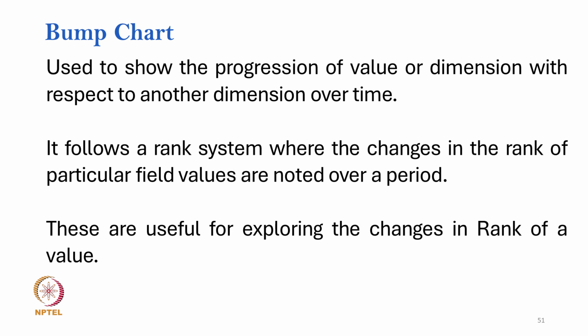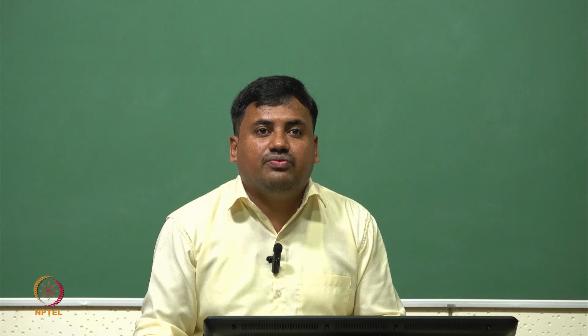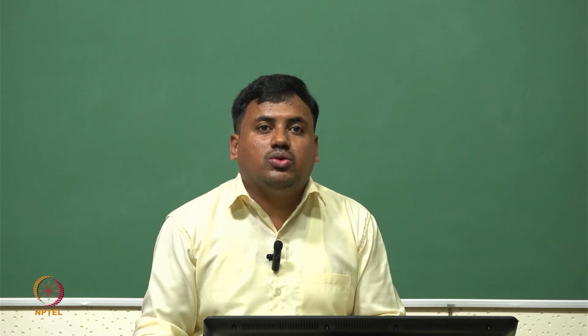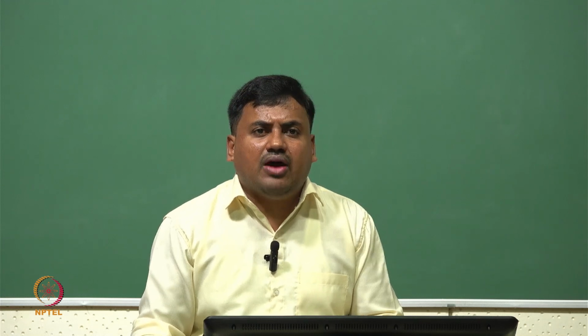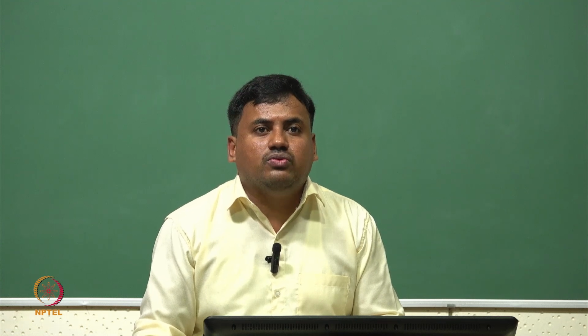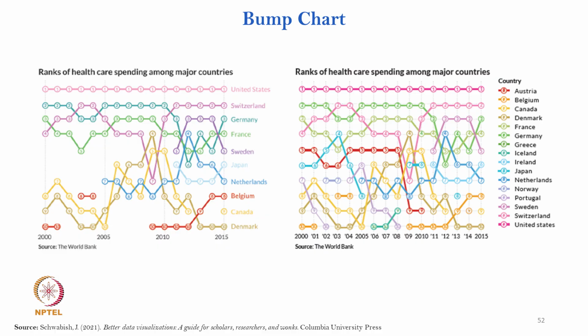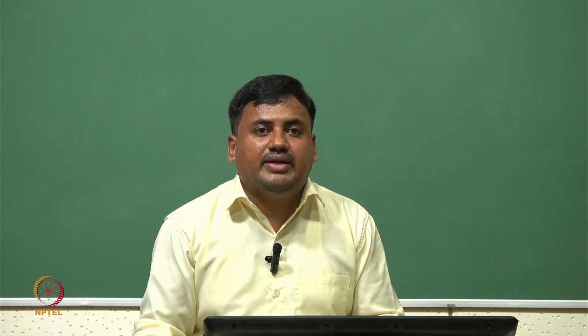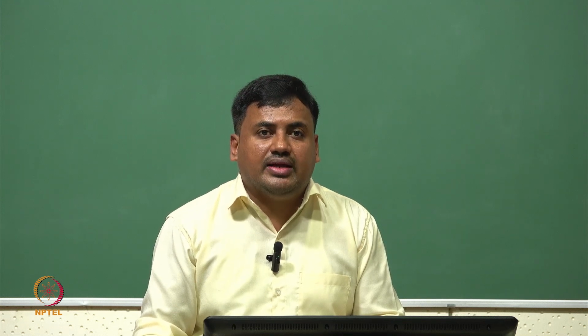Another chart is bump charts. The bump chart is used to show the progression of values or dimensions with respect to another dimension over a period of time. It follows a ranking system where changes in the rank of particular field values are noted over time. They are often useful for exploring the changes in the rank of a value over a time dimension or place dimension or some other dimension relevant to the analysis.